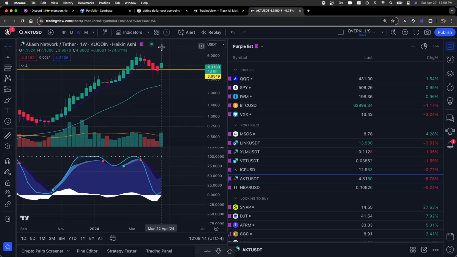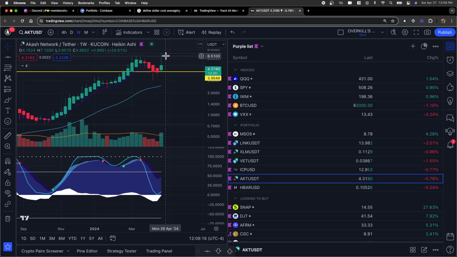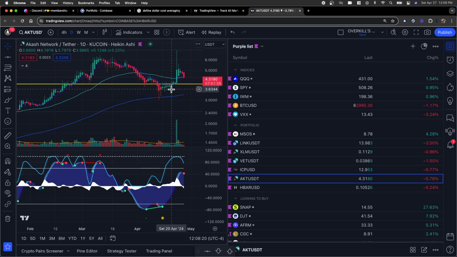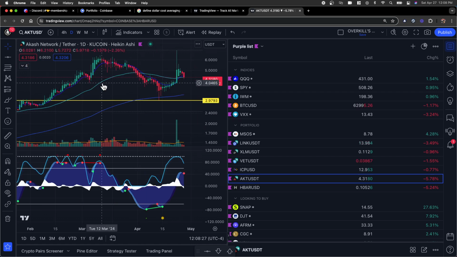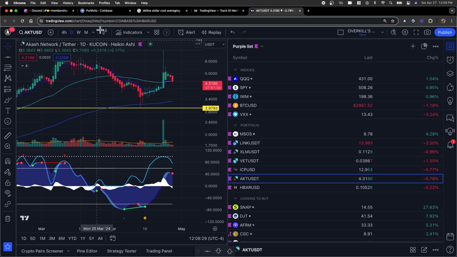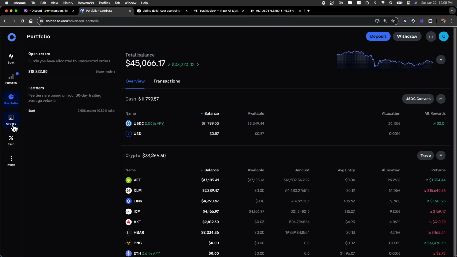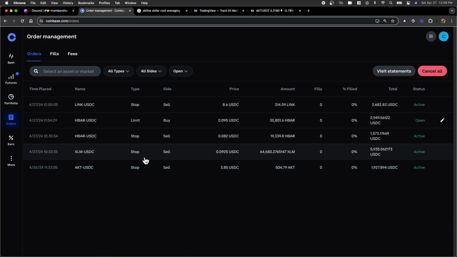And then AKT. This one also had a big fat candle, but that's an ugly, ugly wick right there. I'm not feeling too great about this position, but I'm still in it. It's got the red dot on the daily, so the true stop loss on this is probably around $3. I don't think that one's going to break $3. So again, let's just do this for practice. I'll go set this for you guys again.